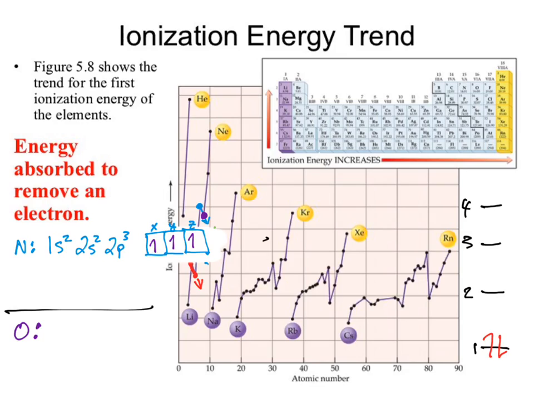What happens if we move to oxygen? So it's 1s2, 2s2, and then 2p4. Oh, interesting. What do we end up encountering right away? The exact example we just talked about. But there's 4 now.